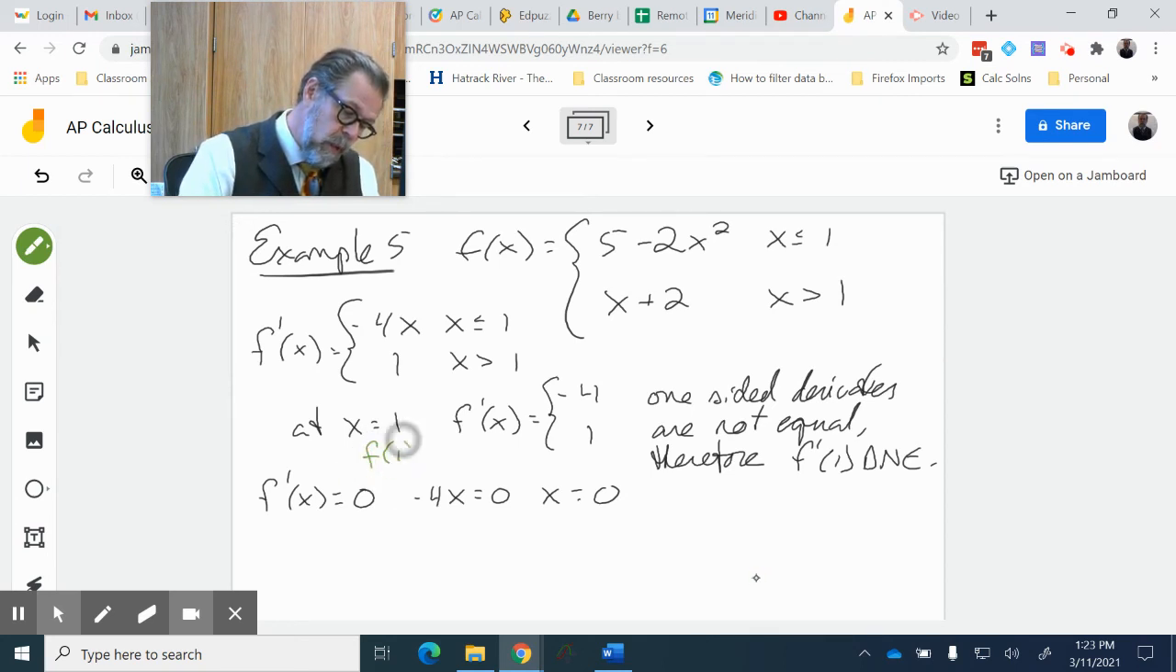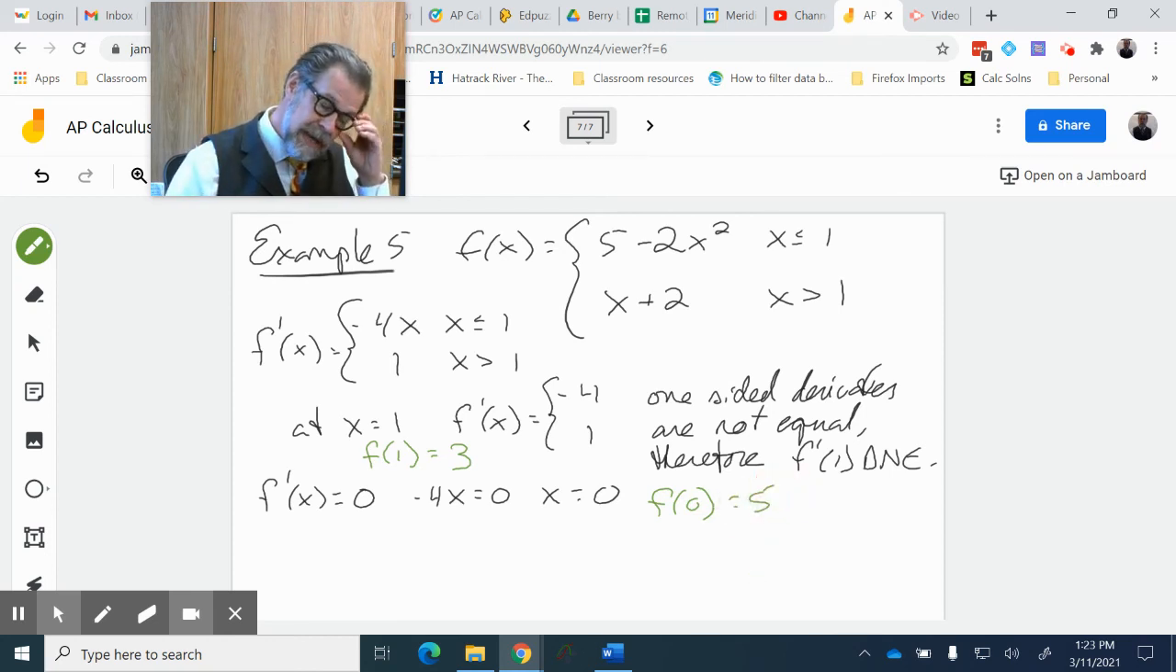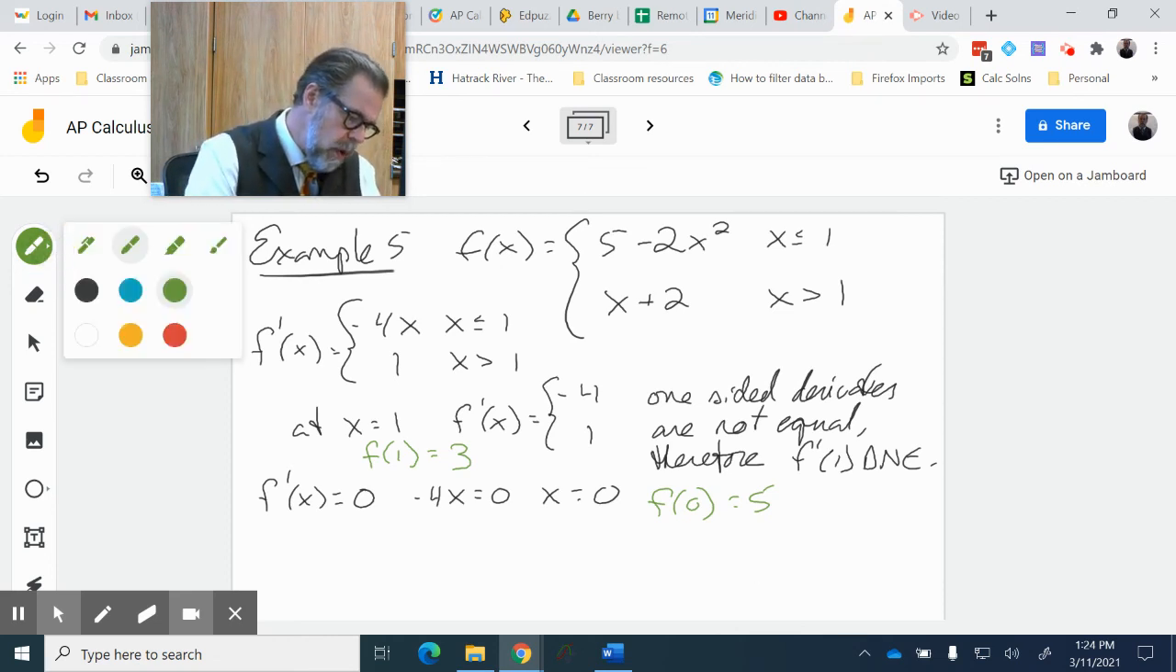F of 1 is equal to, well, we're using the 5 minus 2x squared when x is equal to 1. So we have 5 minus 2, which is 3. F of 0, also using 5 minus 2x squared, so that's 5. And then our endpoints, well, notice that we don't have endpoints because this is not a bounded function. It's not inside a closed interval. So there are no endpoints.